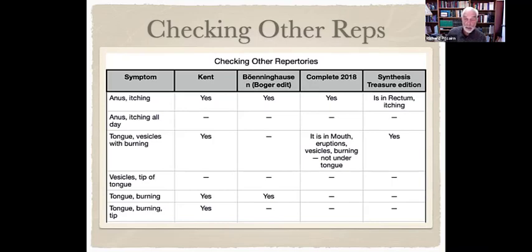And then we come to anus itching. It's in all the first three repertories, but in Synthesis, it's under rectum itching. They don't have anus itching. And anus itching all day is not in any of the repertories. Tongue vesicles with burning is in Kent, not in Boenninghausen. In the Complete, it's in mouth eruptions, vesicles burning, but not tongue vesicles burning. It is in Synthesis. And then vesicles, tip of tongue, it's not in any of them. Tongue burning is in Kent and Boenninghausen, not in the Complete or Synthesis. Tongue burning tip is in Kent, but not the other three. Interesting, isn't it? Just as an exercise to find out how much of this is actually carried over.